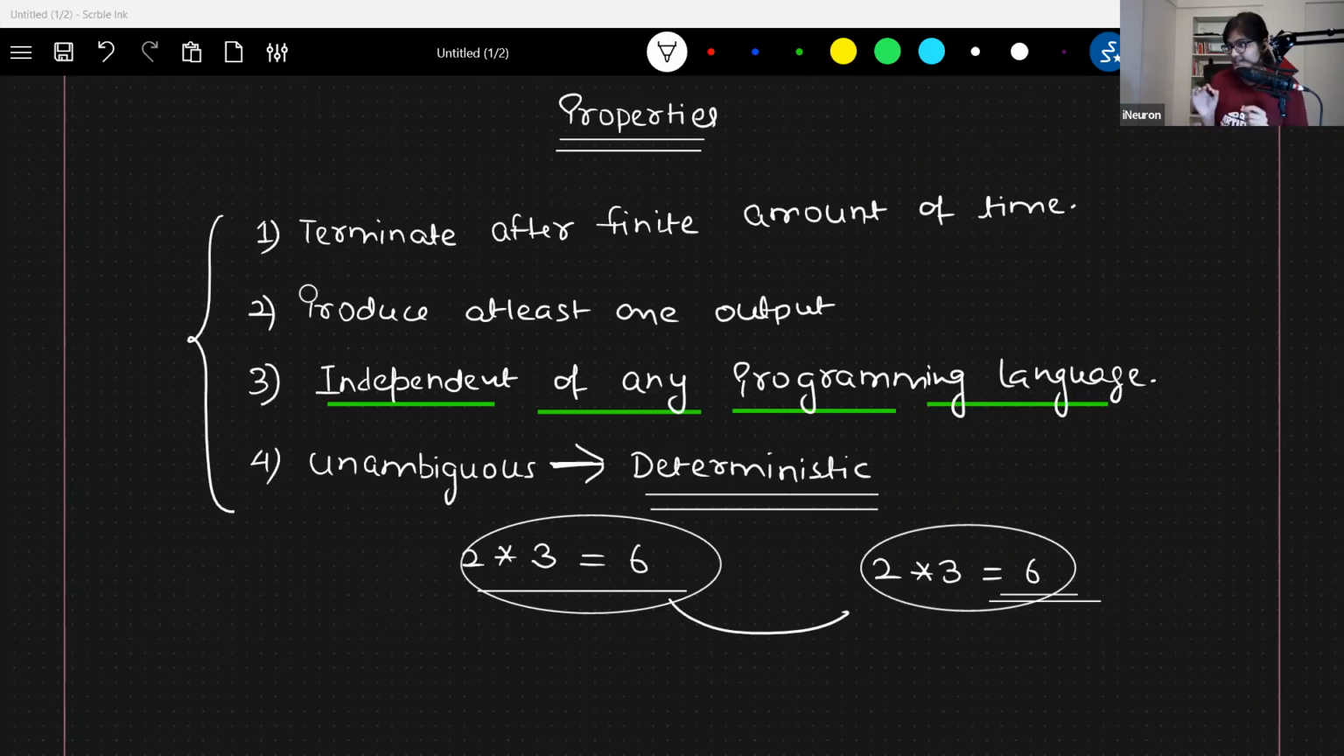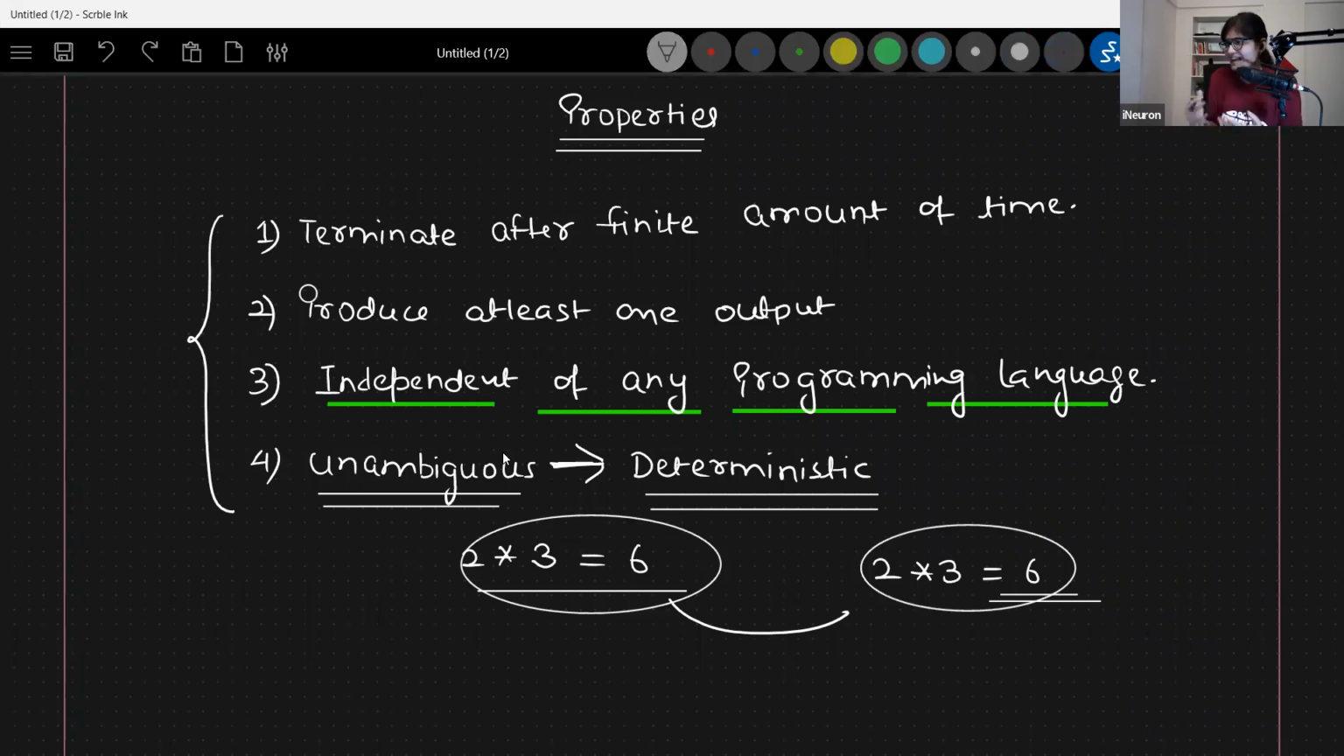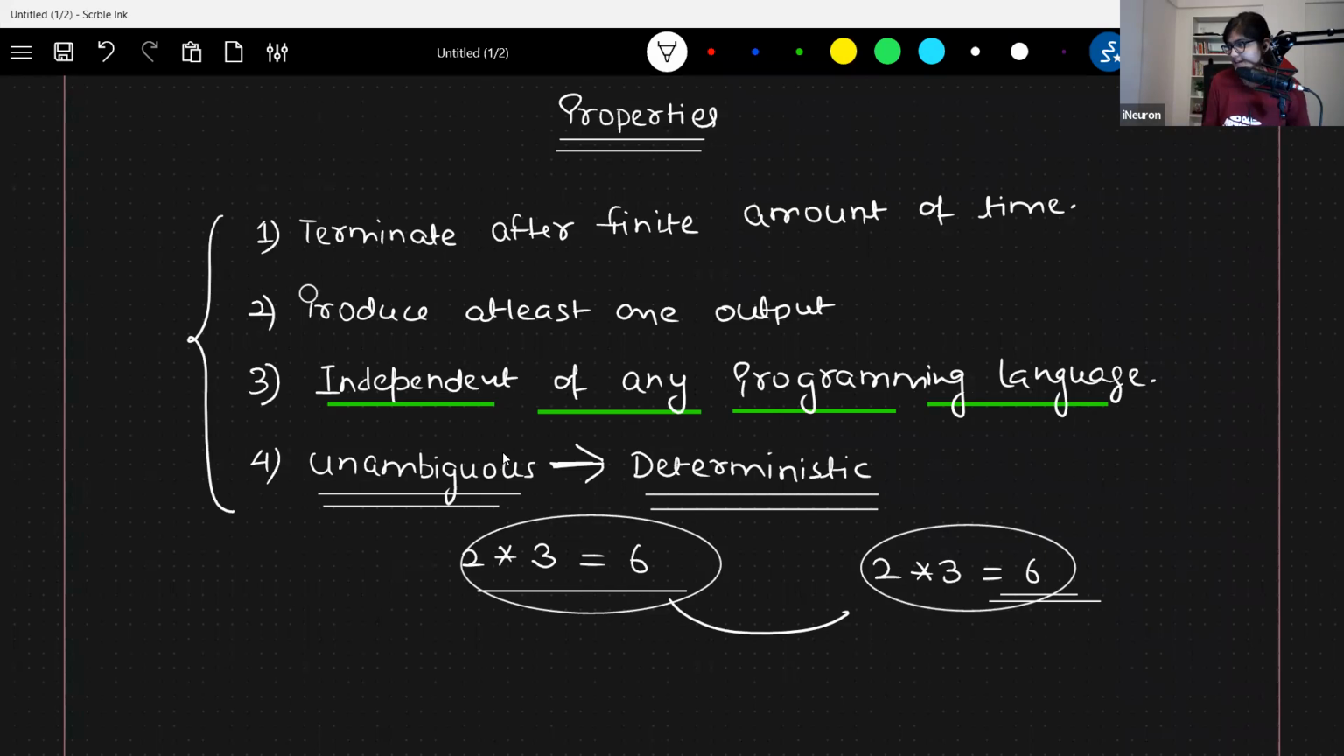Results should not change even if you change the time. Even if you run it today, tomorrow, the day after, or after a year, any number of times, it should be deterministic. Point 2 says that your code should produce at least one output. For example, your need today is just to multiply 2 numbers, which is 2 into 3, so it will give you exactly one answer. Suppose your need is to generate 2 outputs. For example, one is the multiplication of a number.